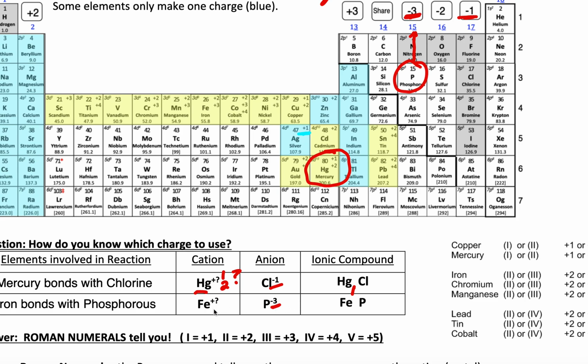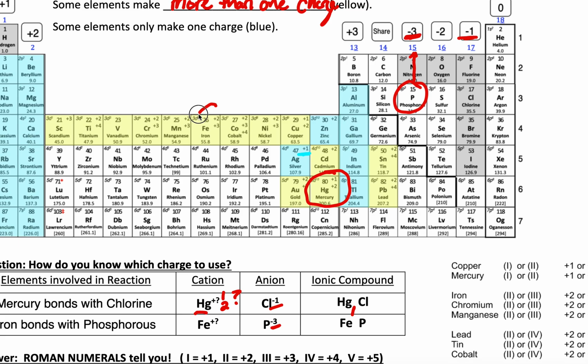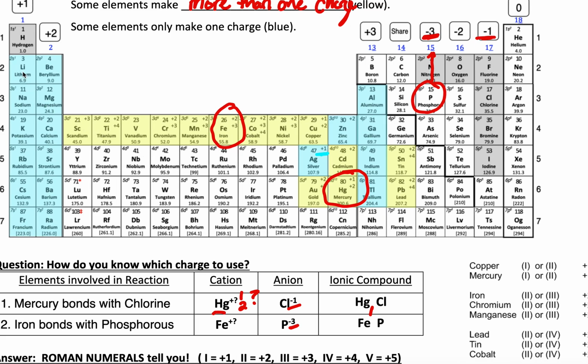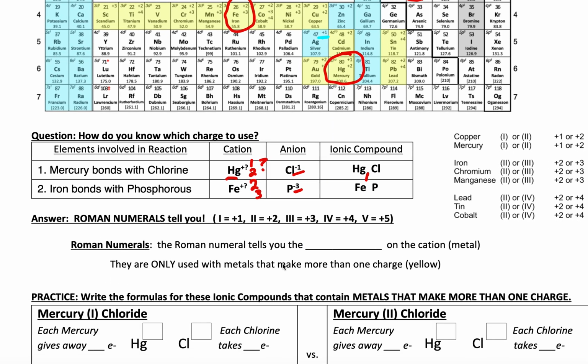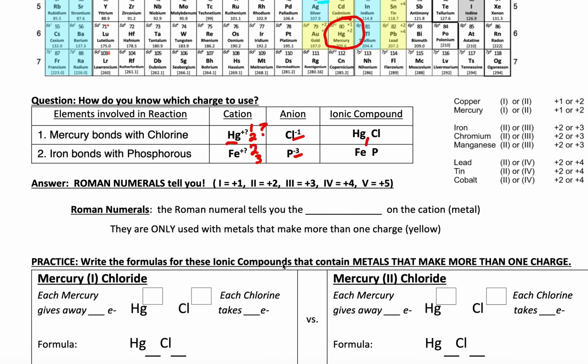The iron is one of those elements that doesn't follow the nice, neat rules that all metals in group 1 or 2 or 13 follow. It's in this section where they could make more than one charge, and iron does. It can make a 2 or a 3. So the question is, how do we know which one to use? And the answer is Roman numerals. We're going to use very few Roman numerals, the very simple ones, but you have to know them.